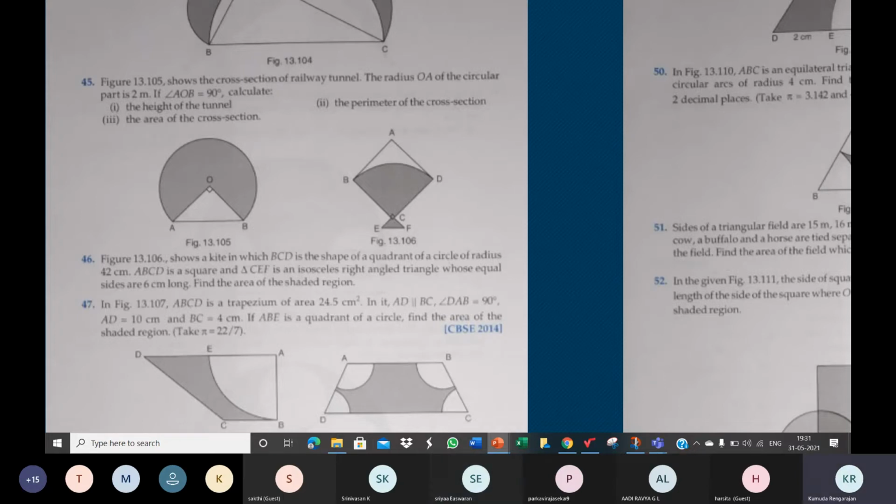Because the area will be the same again because the radius is 2. The area is 270 by 360 into pi r square, where r is 2. So that is 3 pi. And the area of this triangle is half base into height, which is 2. So 3 pi plus 2 is the area of the cross section. You need to find the area of this triangle. You need to find the area of the major sector, add both to get the area of the cross section.